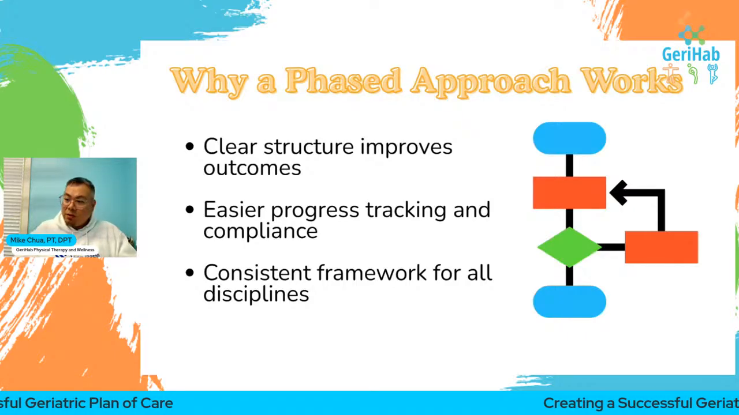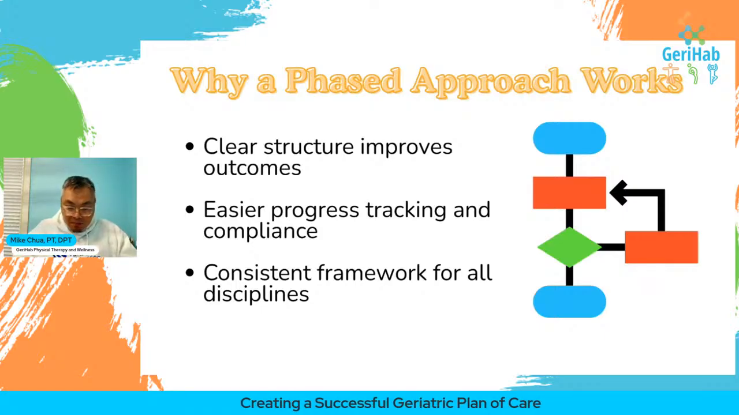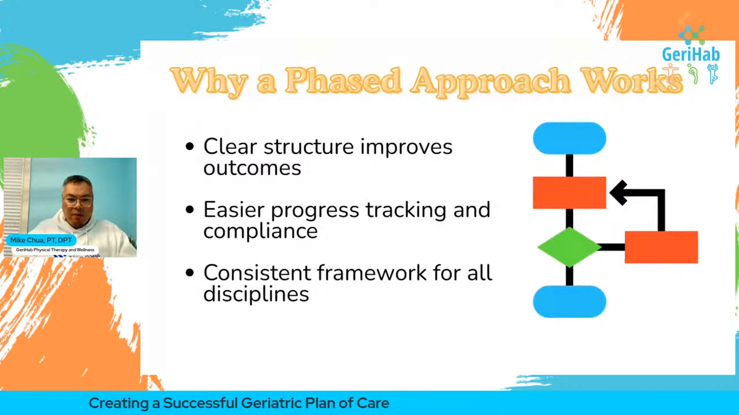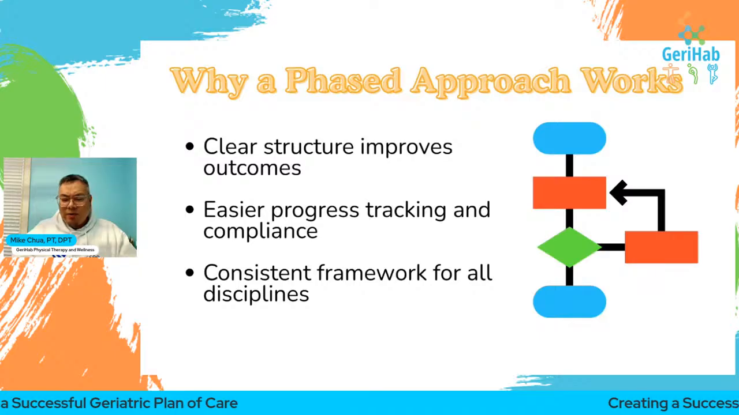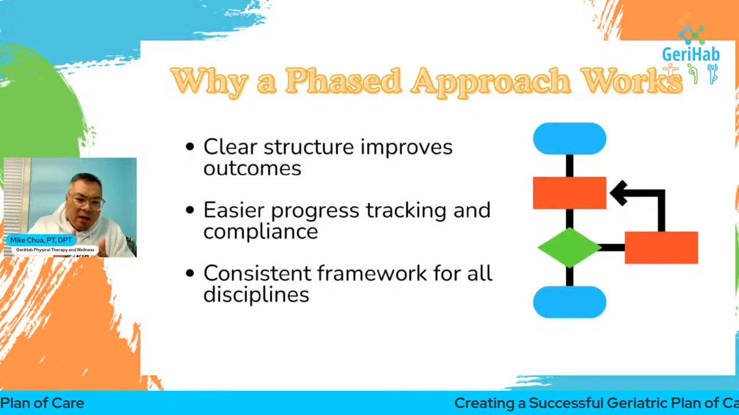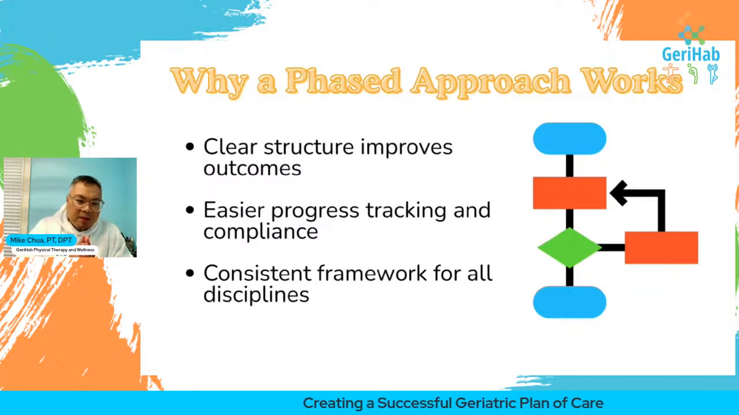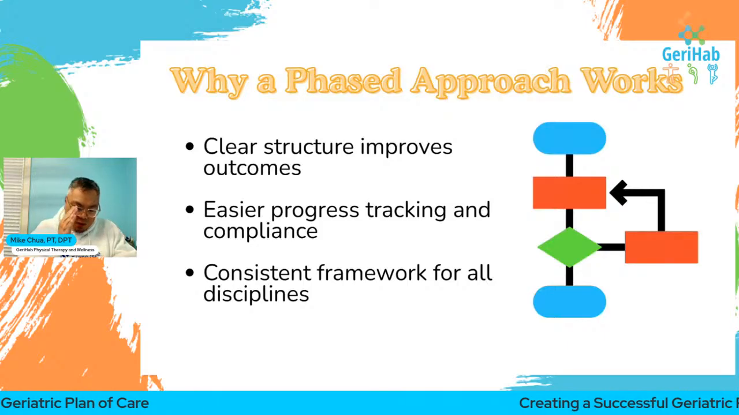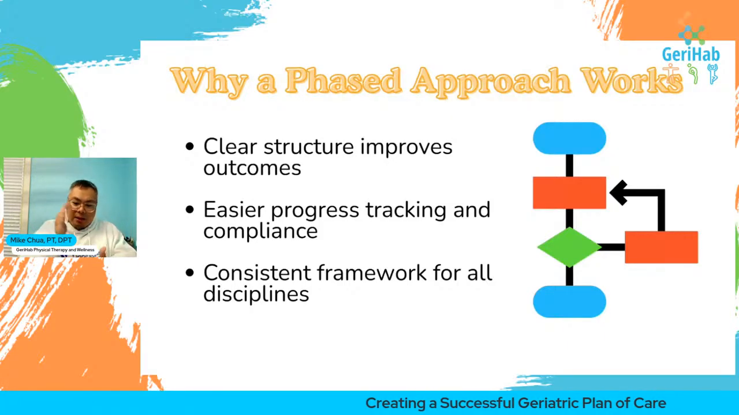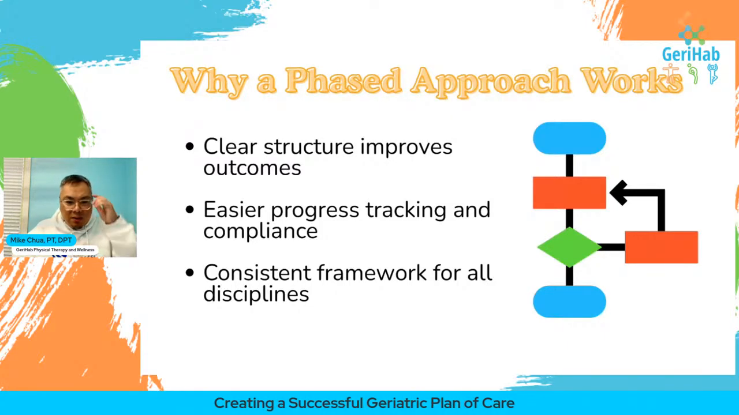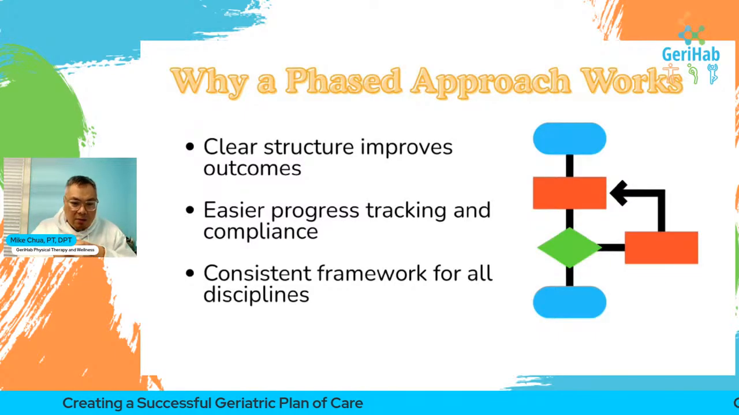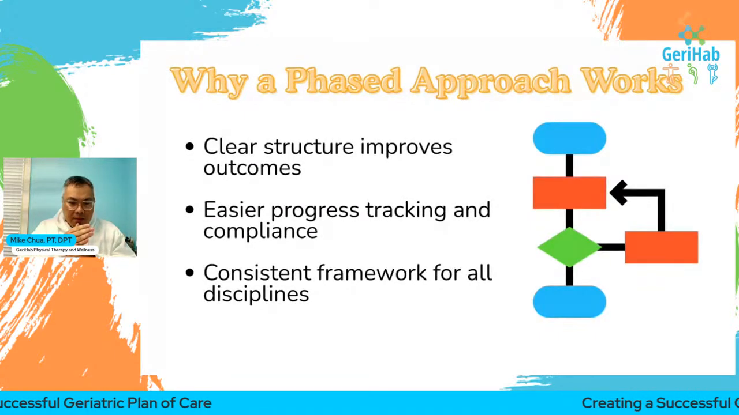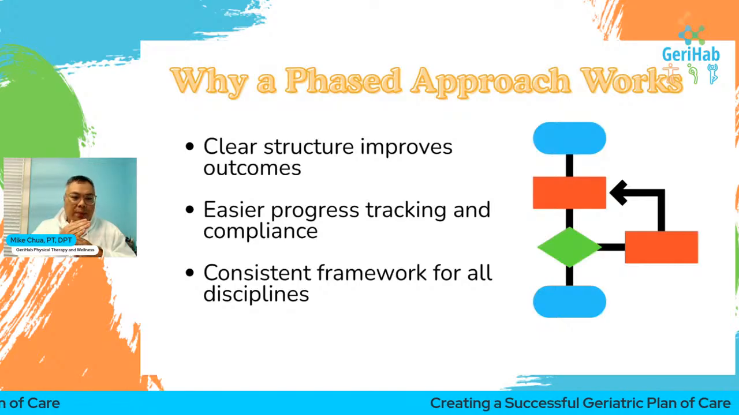Okay, and of course, number three, we have to be consistent with the framework for all the disciplines. What does that mean? When I say not all the disciplines, let's just say the OT is under a maintenance and the PT is on a restorative. That's fine. What we're talking about here is the consistency of, okay, we're going to do a restorative plan of care, and then we're going to do a maintenance plan of care. Most of the time, PT and OT, they kind of jive together, but sometimes they cross paths.